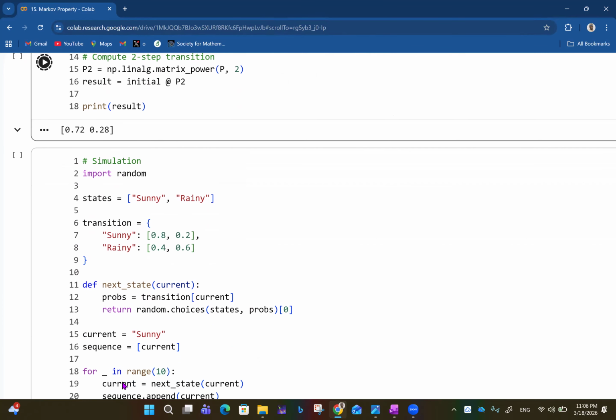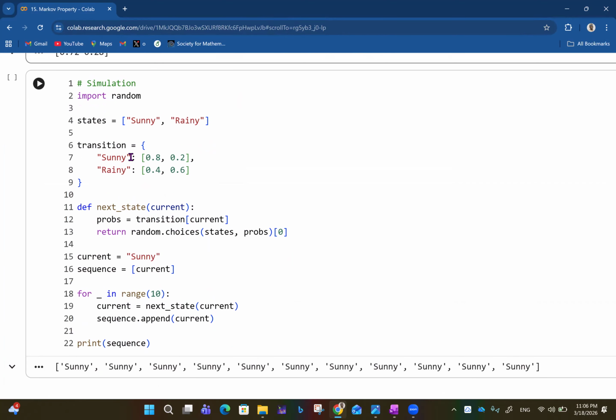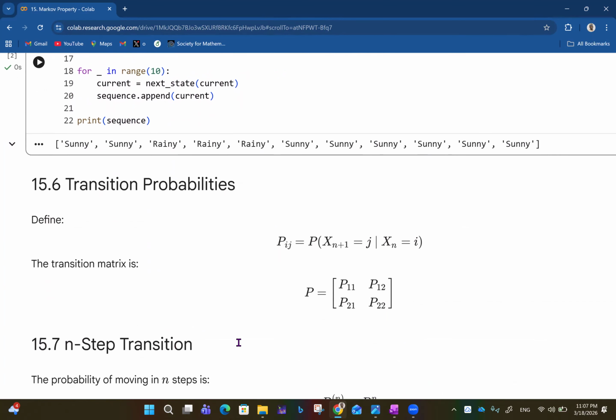And here we can have some more simulation. You have this here, and then we're going 10 steps. This one shows sunny, sunny, rainy, rainy, rainy, sunny, sunny, sunny, sunny, sunny, like that. 1, 2, 3, 4, 5, 6, 7, 8, 9, 10, and 1, 2, 3, 4, 5, 6, 7, 8, 9, 10, 11, like that. So we have that.